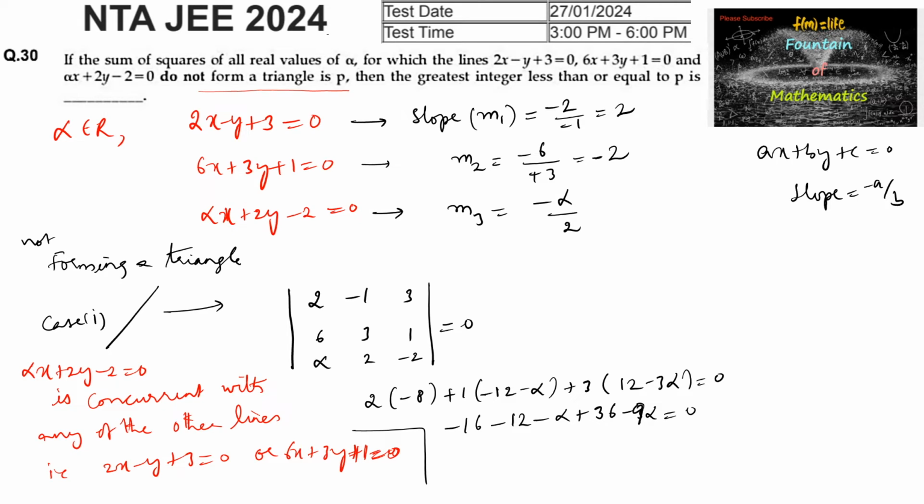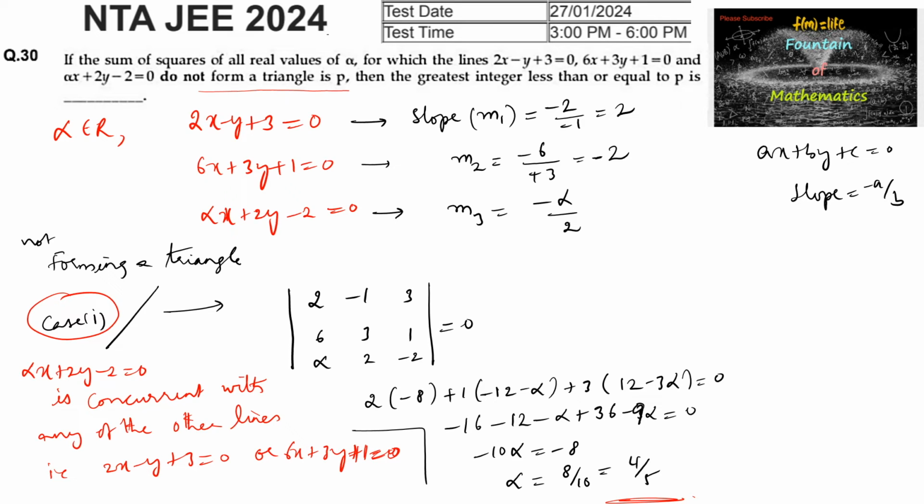Or we can write 36 minus 28 is 8, and here it is minus 10 alpha. Minus 10 alpha is equal to minus 8, so alpha is equal to 8 upon 10, which is equal to 4 upon 5. So in this case 1, we got alpha is equal to 4 upon 5.